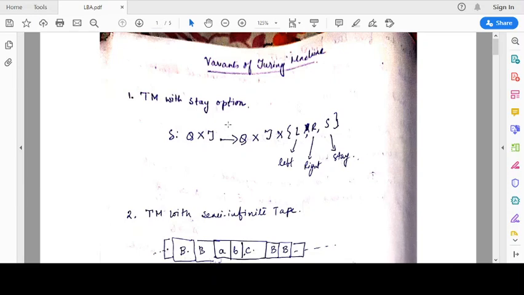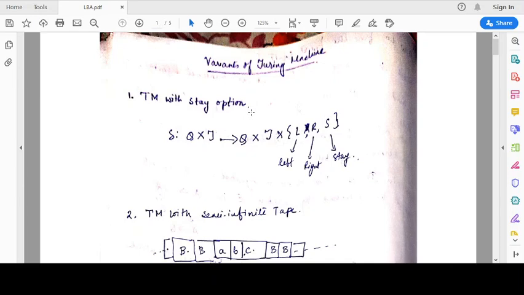Again, there are a number of classifications, but we are going to consider only the most vital ones, the only important ones that you can consider for your curriculum. Okay, so first of all, as you can see, the first head of this classification goes as Turing machine with stay option. So, what is this?